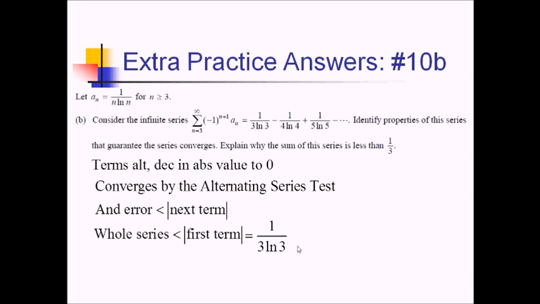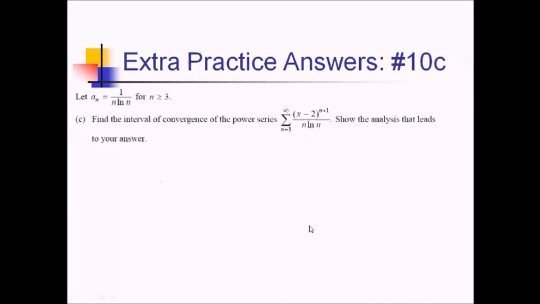Now, significantly, 1 over 3 ln of 3 has a larger denominator, since ln of 3 is bigger than 1, because ln of e would be exactly 1. This is a larger denominator than in 1/3. So that means this is actually going to be less than the 1/3 they wanted us to beat. So that proves what they told us to prove here.